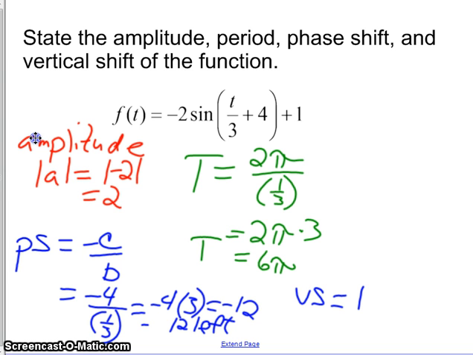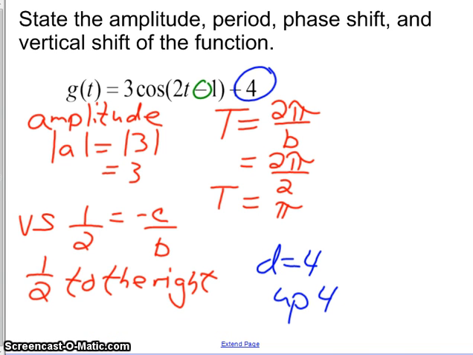It's seeming to me all of a sudden that I messed up on the previous slide. This is not vertical shift right here. This is horizontal shift or phase shift.